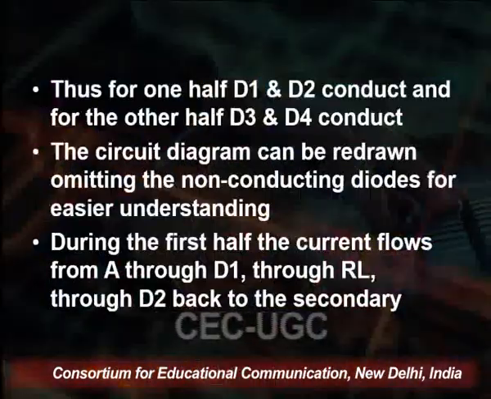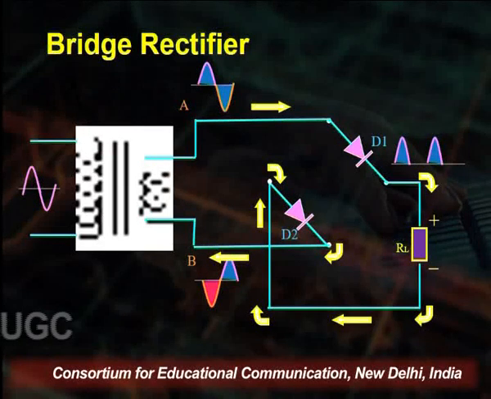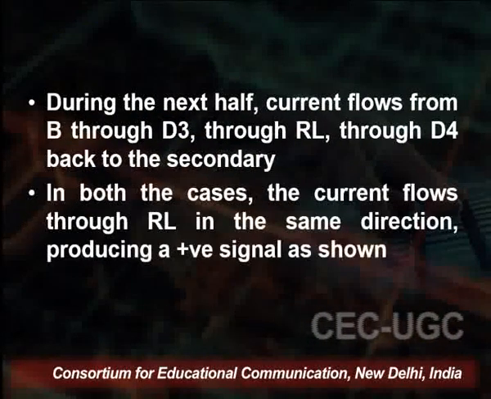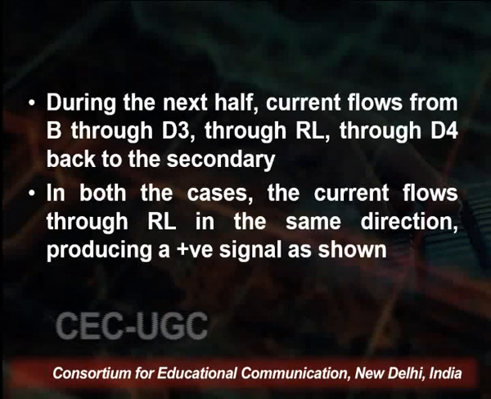As we know, of these four diodes, in one half cycle D1 and D2 conduct, and in the other half cycle D3 and D4 conduct. Means once D1 and D2 work in forward bias, and in the other part D3 and D4 work in forward bias. During the first half, current flows from A through D1, through the load resistance, and through D2 back to the secondary. You see here it goes towards the load resistance, and again through D2 it goes back. Similarly in the other D3 and D4 arrangement, the current flows through D3 and through D4 it goes back to the secondary.